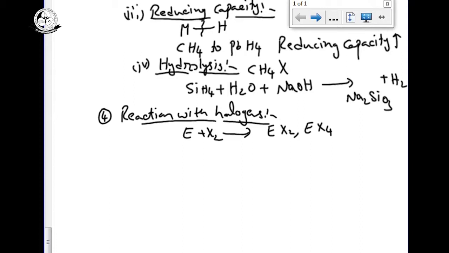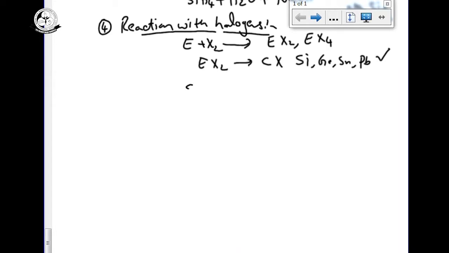The rest of the elements can form the EX2 type of halides. Carbon cannot form them, but silicon, germanium, tin and lead can form the corresponding halides. For example, the divalent halides: silicon halide SiCl2, germanium halide GeCl2, tin halide SnCl2 and lead halide PbCl2. The stability order, as we know, increases from top to bottom. Why? Lead is more stable. The reason, as we said previously, is the inert pair effect.